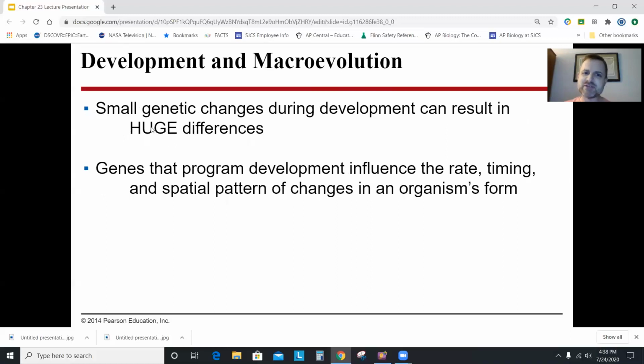So we're just going to briefly discuss this. Development in macroevolution. The idea that every developmental change between species is actually a different gene is very cumbersome. That would require a bunch of different genes. Remember, you and a chimp are about 98, 99% the exact same DNA. So a lot of times you can have the exact same genes, but how they're expressed as the organism develops can change, which can lead to huge differences in what the animal looks like.